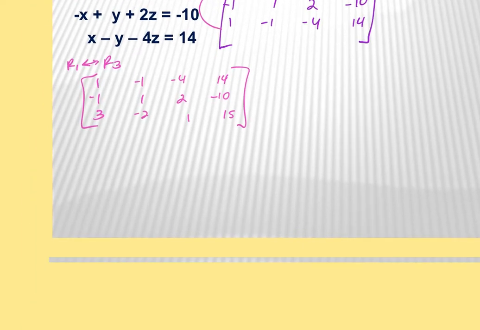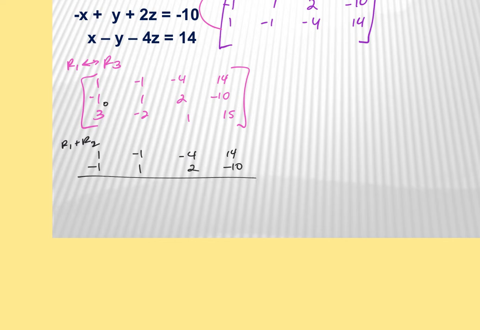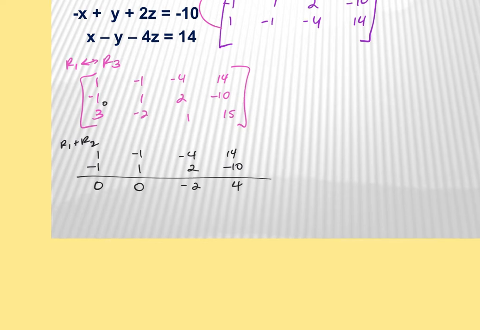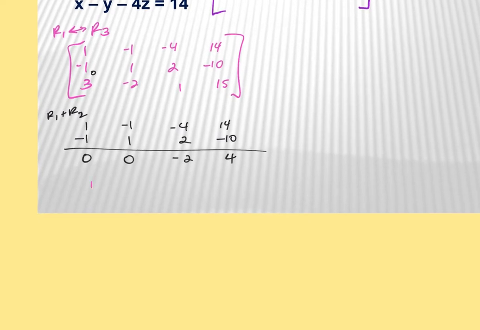Next goal. Add row 1 and row 2. What are you trying to do? With the 0. Good. 0 where the -1 is. So row 1 plus row 2. 1, -1, -4, 14, -1, 1, 2, -10. And I get 0, 0, -2, and 4. That can replace row 1 or row 2, but we liked row 1 the way it was, so I'm replacing row 2.